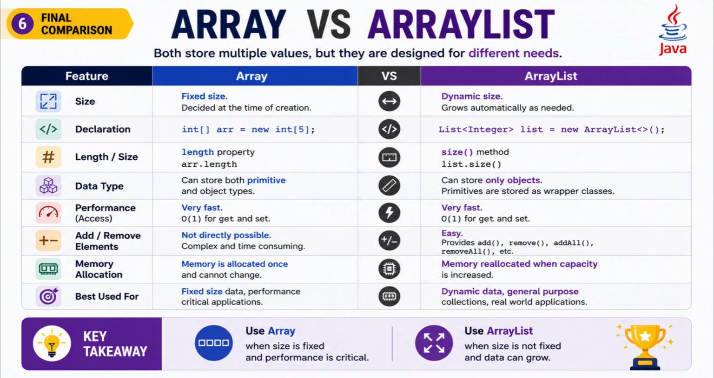Let's summarize everything. Arrays have a fixed size. ArrayLists grow dynamically. Arrays use the length property. ArrayList uses the size method. Arrays support primitive data types directly. ArrayList stores objects, so primitive values are automatically wrapped into their corresponding wrapper classes. Both provide fast random access, but ArrayList offers many useful collection methods.